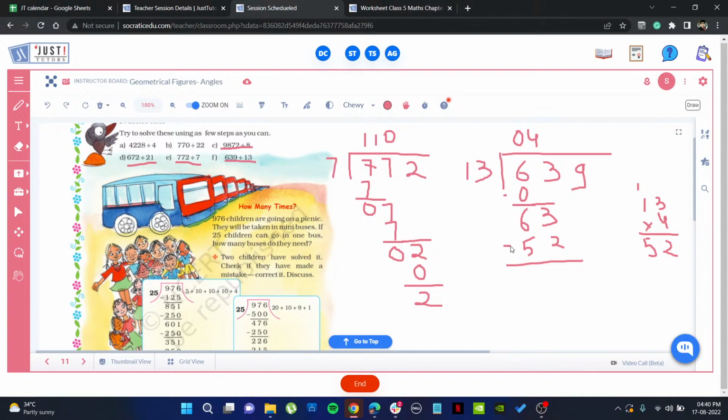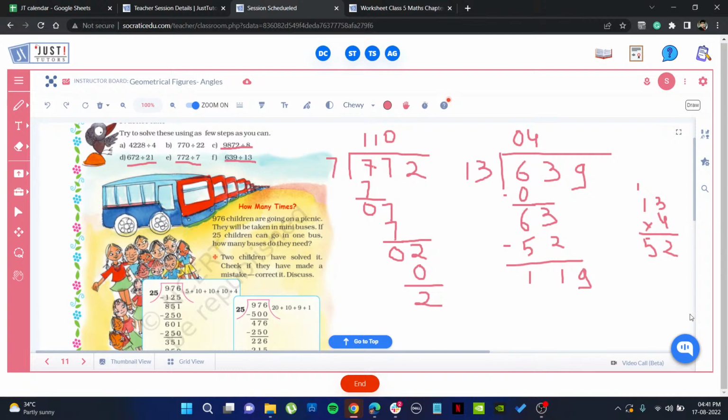On doing so, we get how much? 13 take away 3 gives us 1. If we take away 5 from 6, we get 1. Okay, so we are getting 11. Now the next step is to bring this 9 down. On doing so, our number becomes 119.